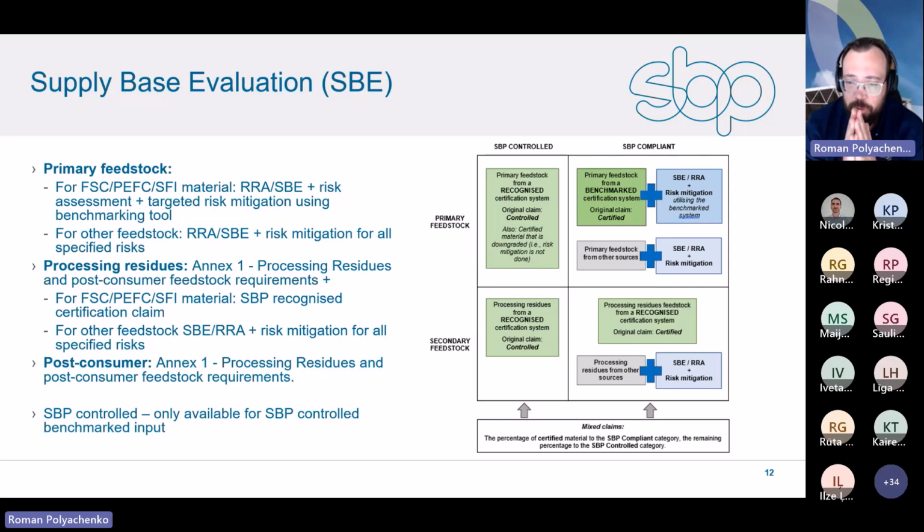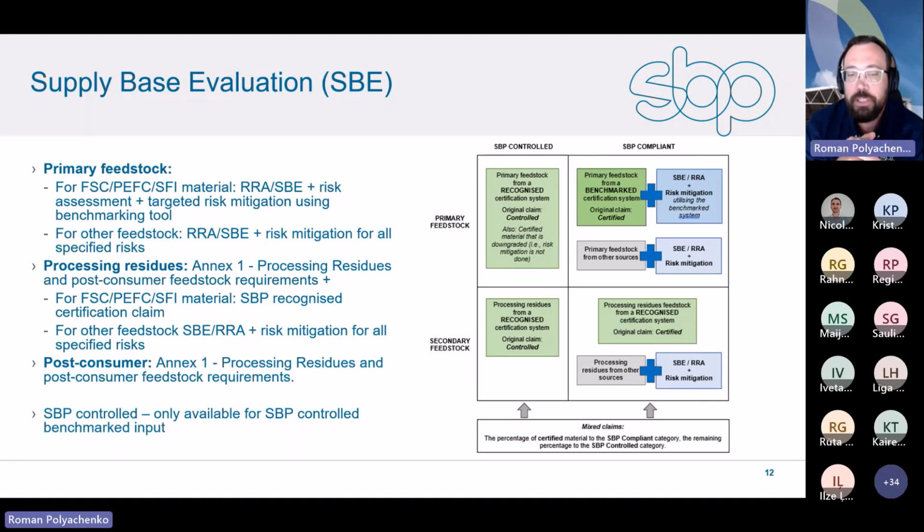We are currently also exploring the scheme SFI fiber sourcing. We believe that it will also potentially qualify for SBP compliant biomass. We need to do some additional research, and there are some specific elements, but we will probably include this information in our final benchmarking methodology and reports, and most likely SFI will also be covered.